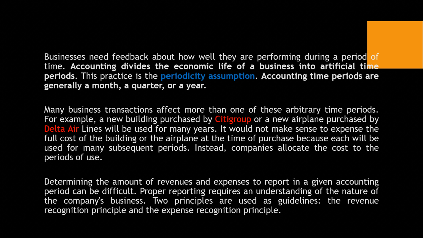For example, a new building purchased by Citigroup or a new plane purchased by Delta Air will be used for many years. It would not make sense to expense the full cost of the building or the plane at the time of purchase because each will be used for many subsequent periods. Instead, companies allocate the cost to the period of use. So determining the amount of revenues and expenses to report in a given accounting period can be difficult.